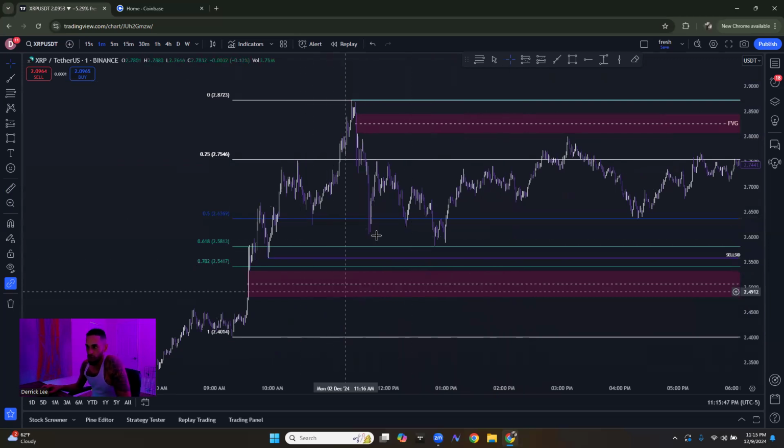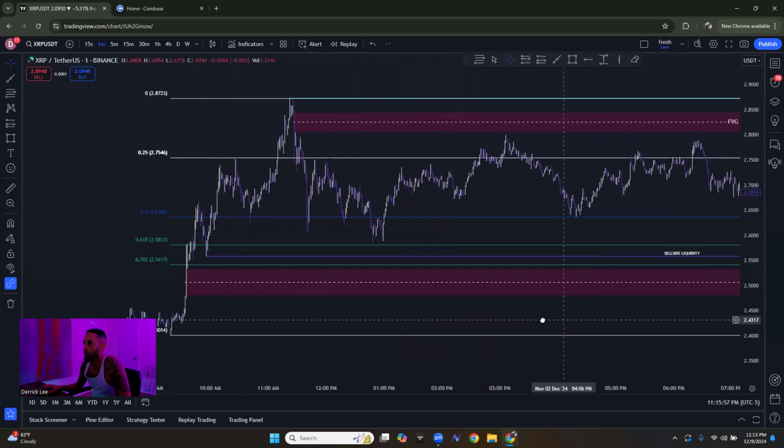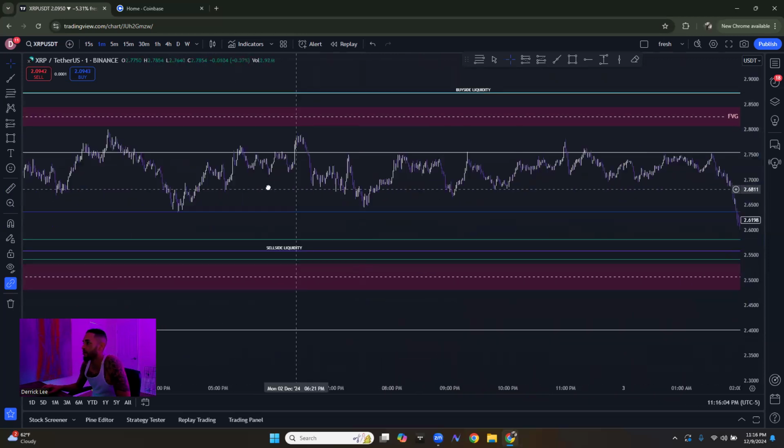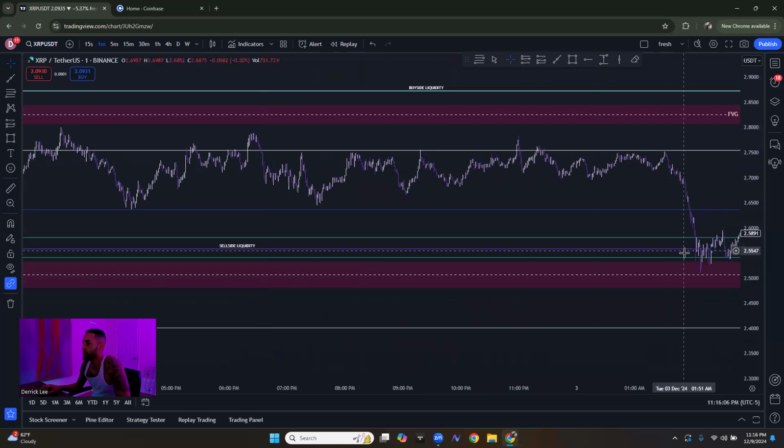Below 50% is a discount. Above 50% is a premium. You don't want to buy at a premium. You want to buy at a discount. Okay? So when price had this dealing range right here, price came down into a discount.